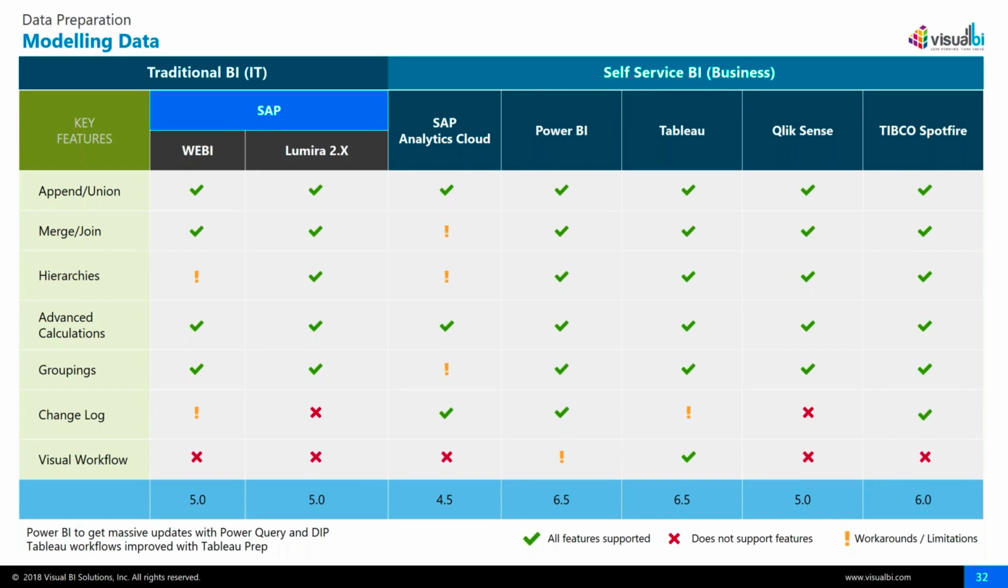Modeling the data, that is the data preparation. You acquire the data and you want to model within the tool. That's where some of the differences start to show up, and clearly Tableau and Power BI are competing in this space, and they are really leading the market, and Spotfire is a pretty close contender there. But what I wanted to share with you is, if you don't need some of the features, SAP and Qlik Sense are not too far behind.